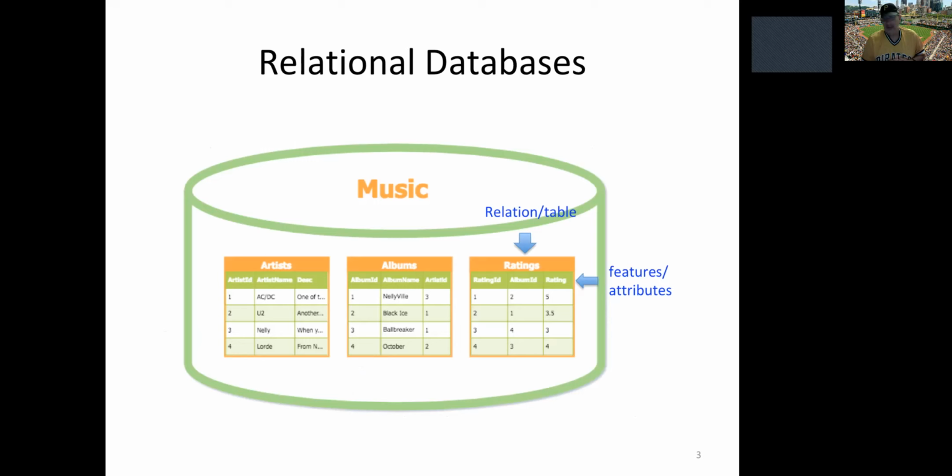So here's a pictorial example of a relational database. It's just a collection of tables, a collection of relations, where, for example, the artist table here is a three-ary relation where each of the attributes has a name here. So artist ID, artist name, and something else. All right.